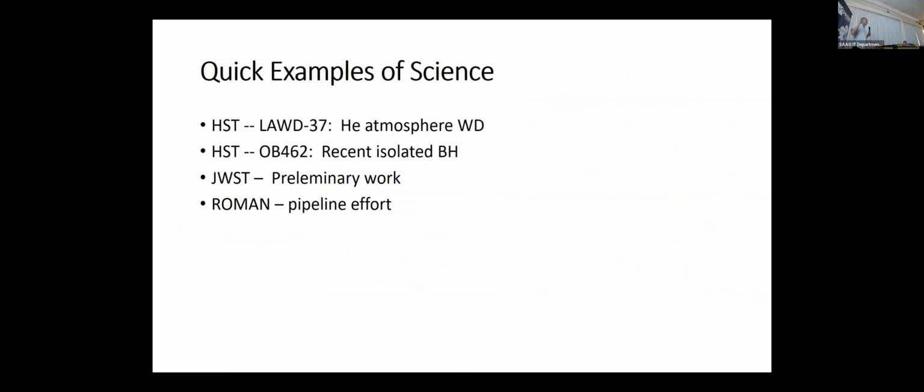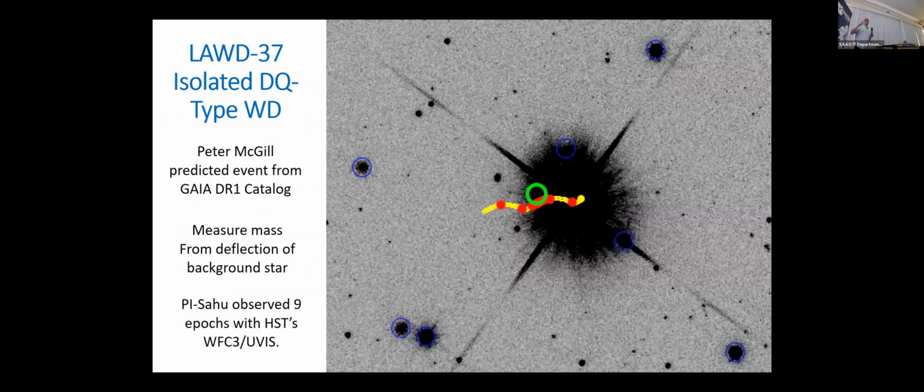So I'm going to just show you some quick examples of science. One of the great things about Roman is that we're going to get these movies of sky. And so I've been involved in a couple of projects that give you movies of the sky. And so here is a white dwarf that Peter McGill found was going to have an encounter with a background star.